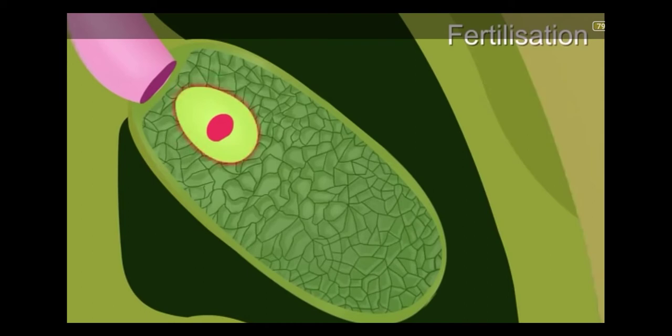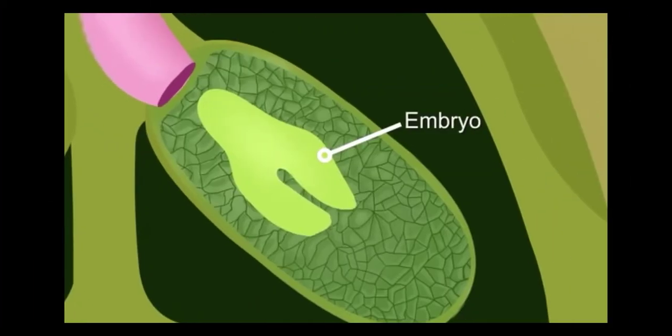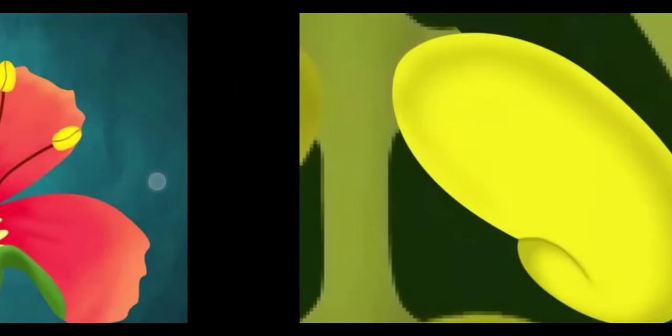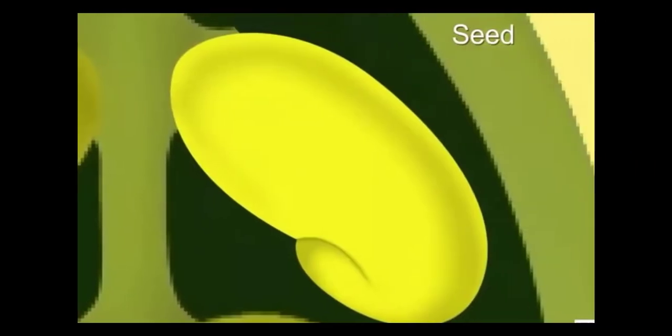With this process the zygote is formed, and the zygote divides to form the embryo. The embryo is the baby plant. The embryo is formed inside the ovule, and the ovule changes into the seed. The ovules change into seeds, and the ovary forms the fruit.